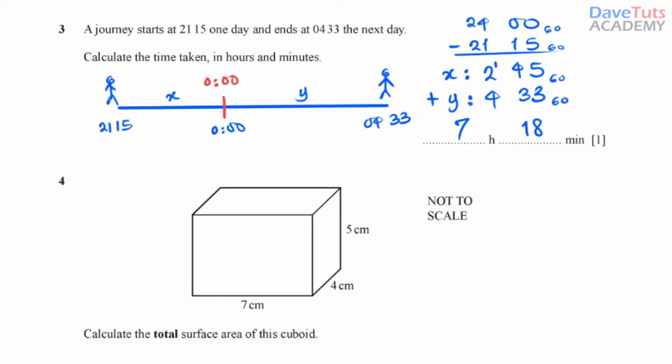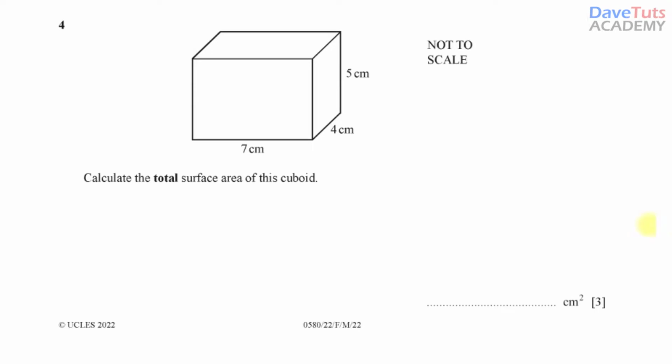Okay, and now in this other question, we're told that we are to find the total surface area of this particular cuboid. So if you take this as the length, this as the breadth, and this as the height, the total surface area in such a case is given as 2 multiplied by the product of the length and the breadth, LB, plus the product of the breadth and the height, BH, plus the product of the height and the length, HL.